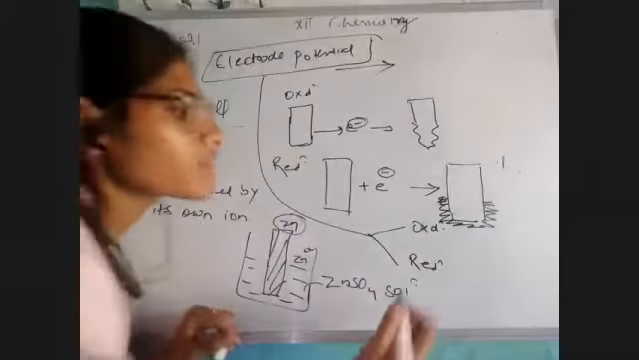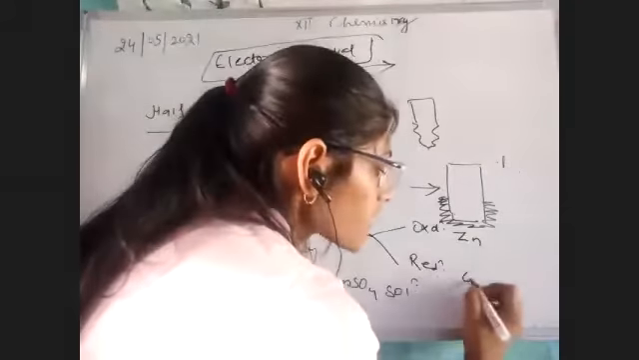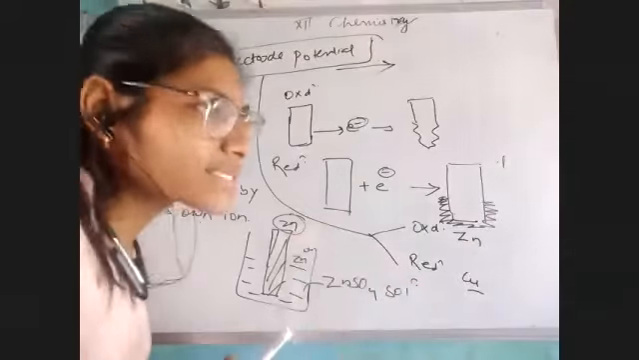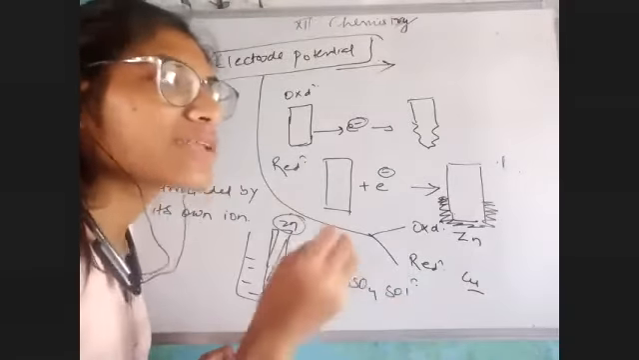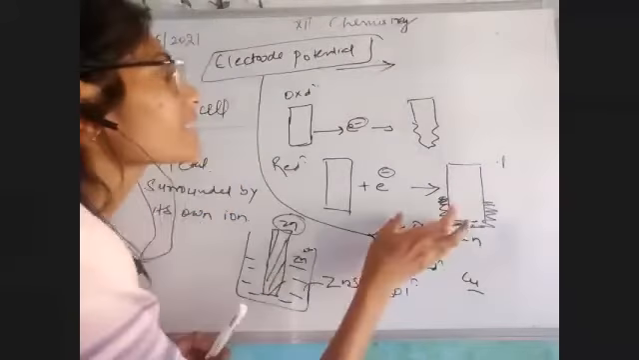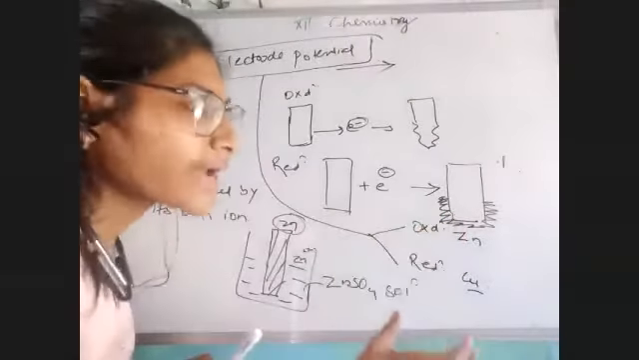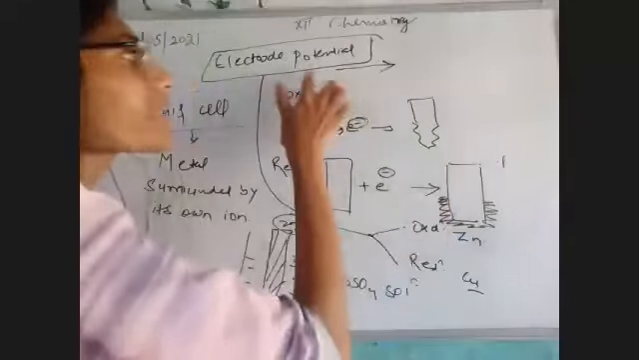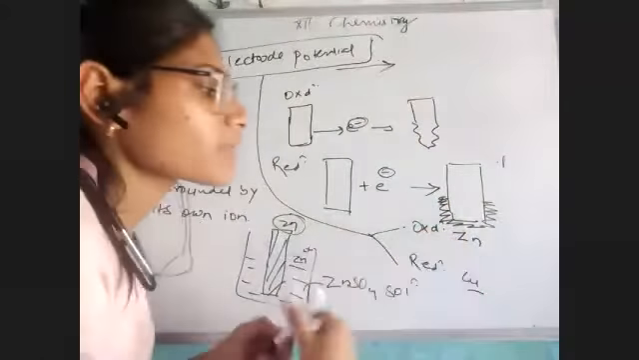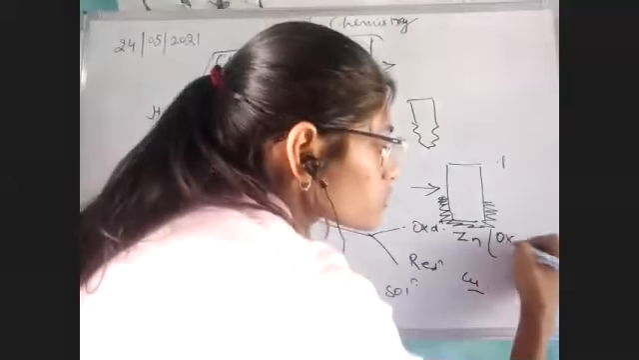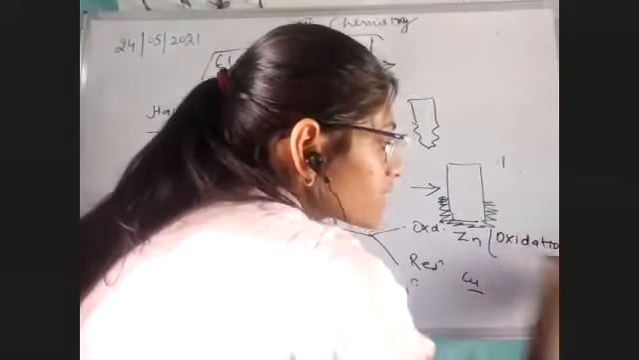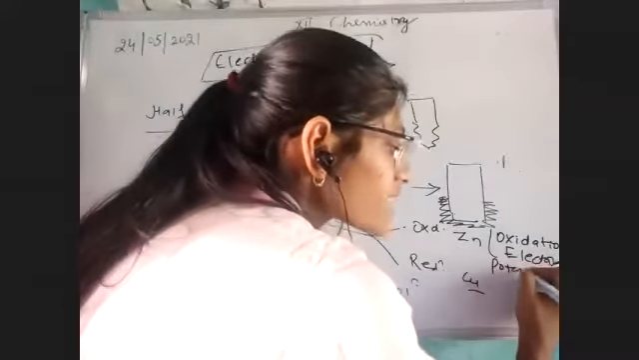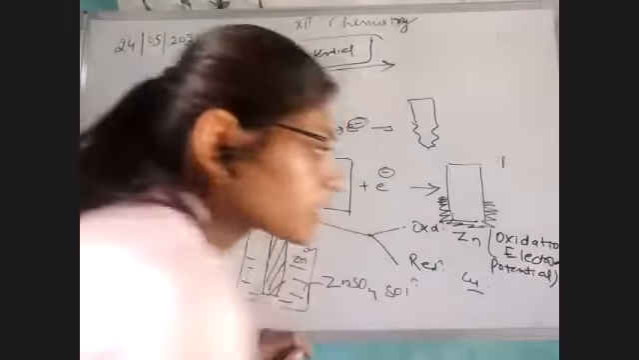For example, if I take the example of zinc and the example of copper, zinc is losing electrons, so oxidation is taking place. So I would like to define that electrode potential is named as oxidation electrode potential if oxidation is taking place at the electrode. So it is known to be oxidation electrode potential because oxidation is taking place at that particular electrode.